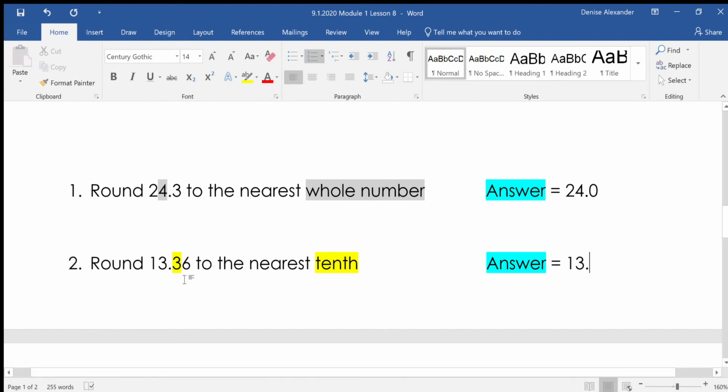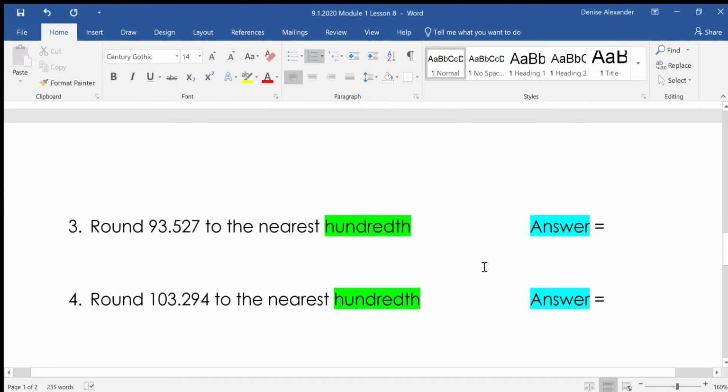And now I'm going to look at the number to the right of the 3, which is my hundredths place. It's a 6. Is a 6 going to make the 3 raise the score, or is a 6 going to let it rest? Awesome job, you guys. It raises the score and puts zeros in its place. Let's do one more. We're going to round 93 and 527 thousandths to the nearest hundredth.